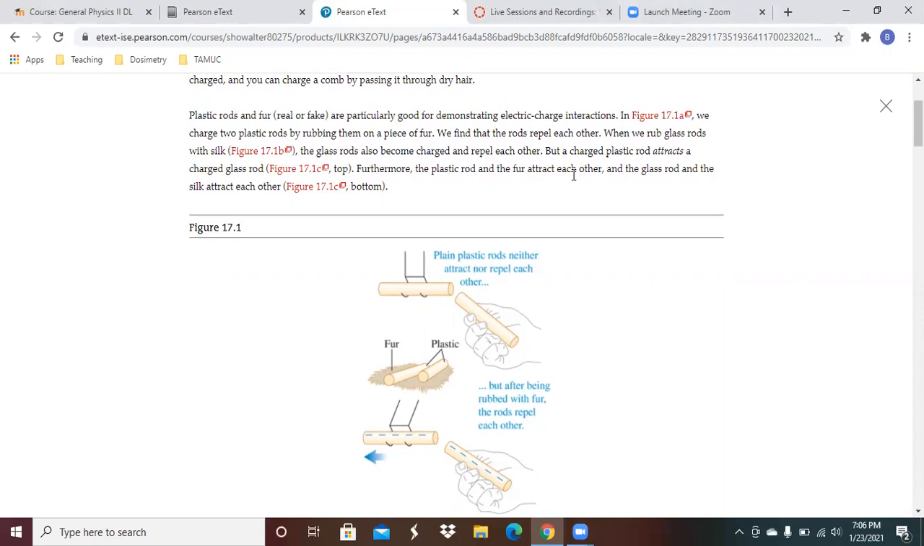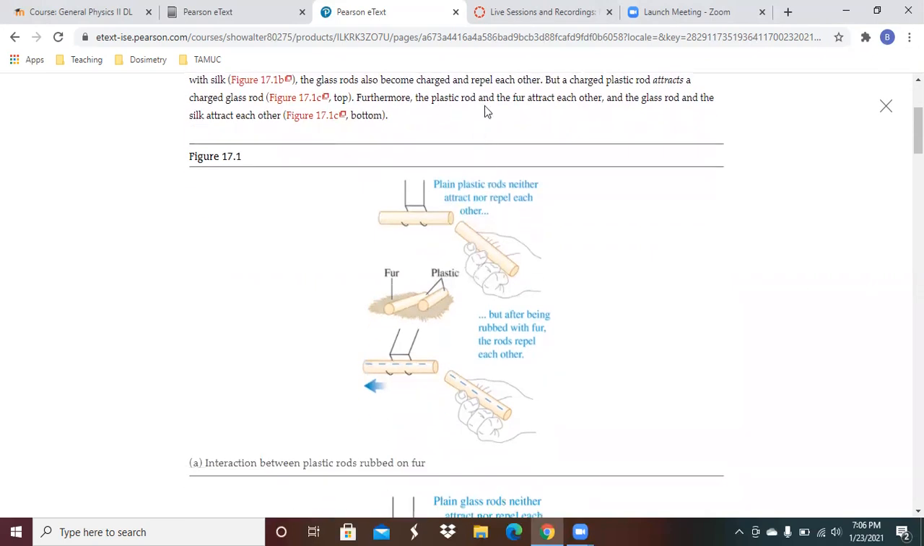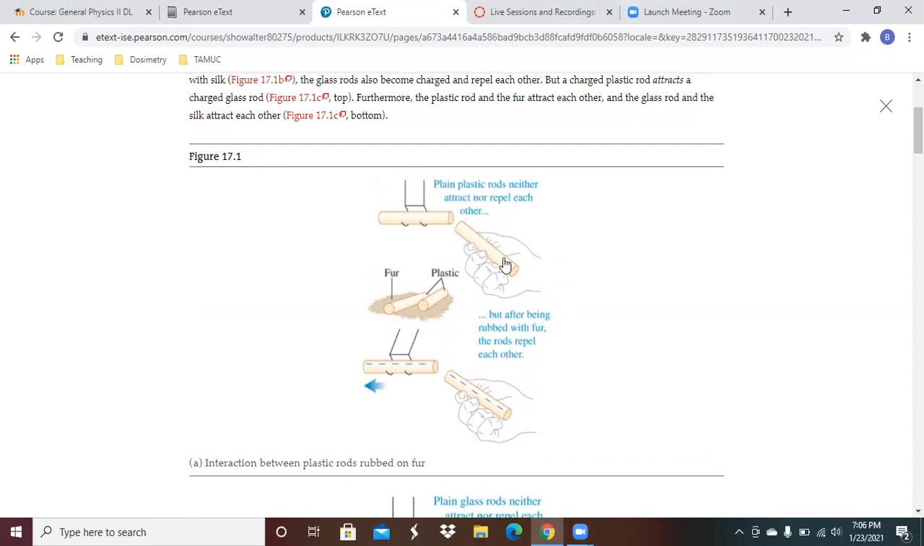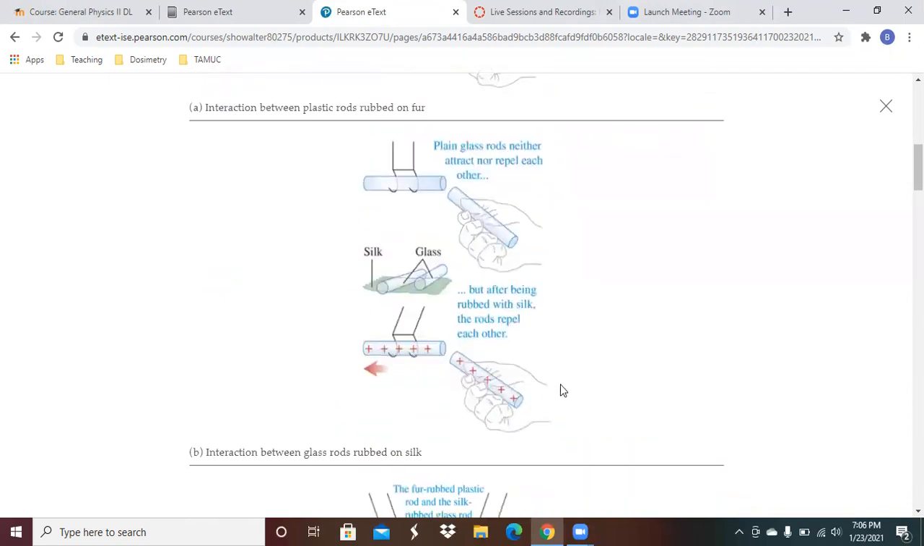Now, a charged plastic rod is going to attract a charged glass rod. And then furthermore, the plastic rod and the fur are going to attract each other, and the glass rod and the silk are going to attract each other. So if you were to take just plain plastic rods and hold them up to each other, you're not going to see any sort of electrical interaction. Just not going to happen. So you take it and you rub those rods with fur, you're going to see that they repel.